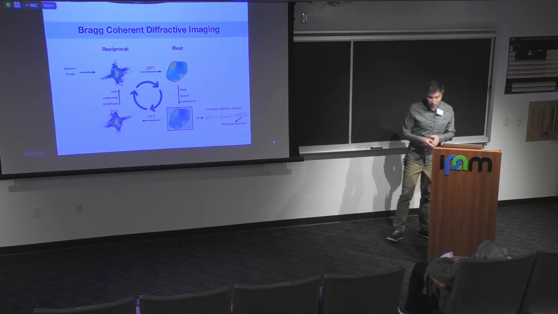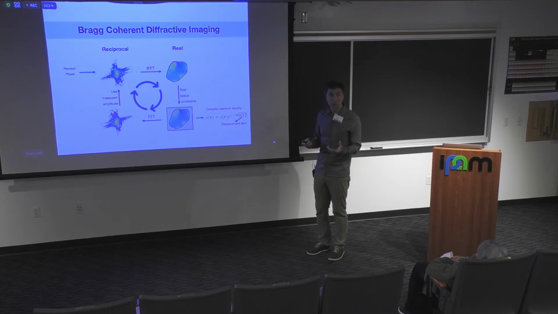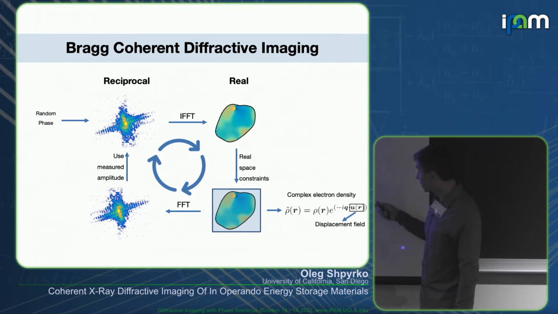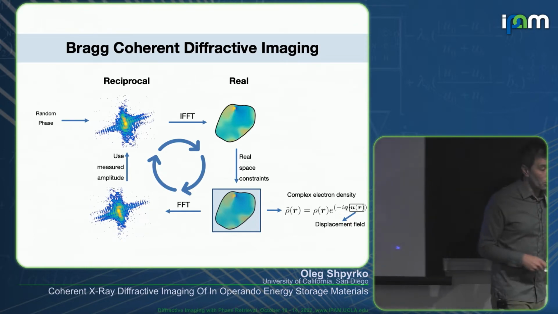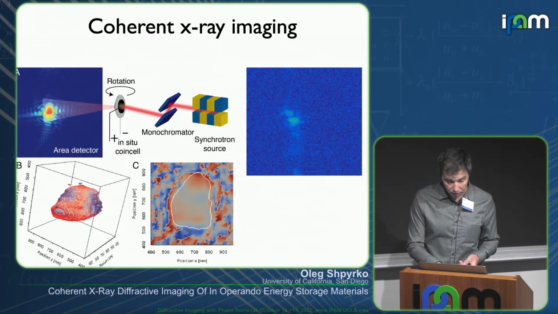And the important step here is that in addition to getting the shape of the particle, which is what you would get in a forward scattering transmission geometry, you can also get, and I'll explain this in the next slide, something called the displacement field, which encodes not just the density of the particle, but also strain or defects that occur inside of the particle as well. And that's an important part of this process.